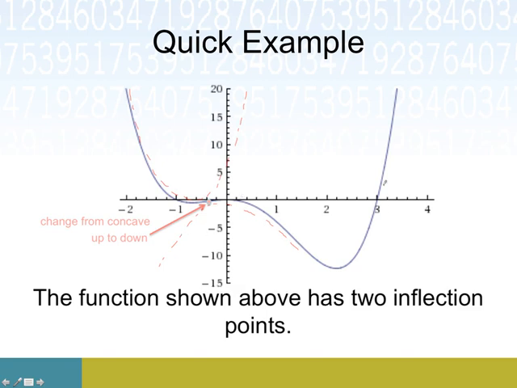And this happens one more time. Over here on the far left side, we have a graph that's curved upward, and somewhere in the middle here, it switches from curved down to curved up. So we have our second inflection point somewhere in that vicinity, where the graph changes from concave down to concave up.